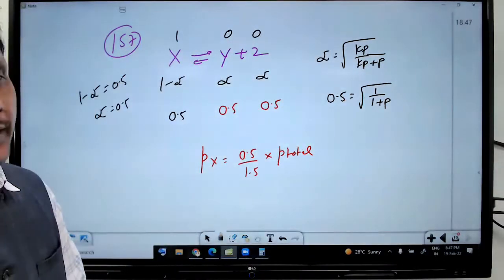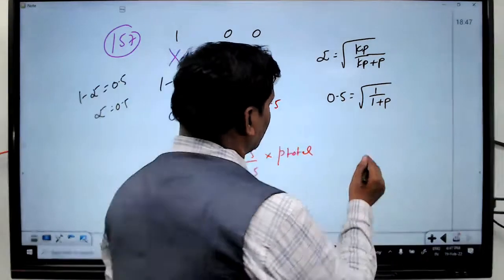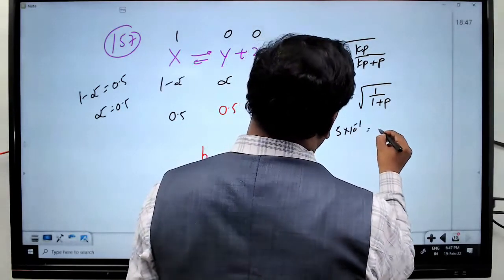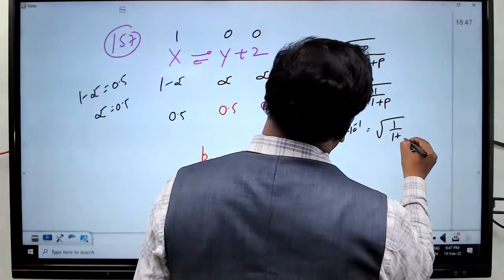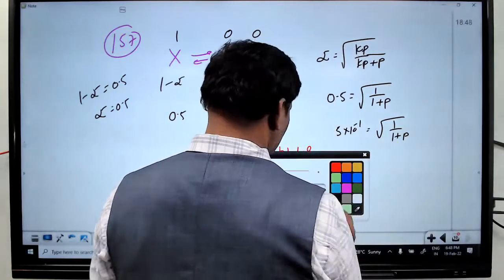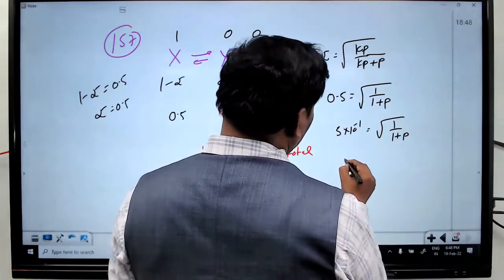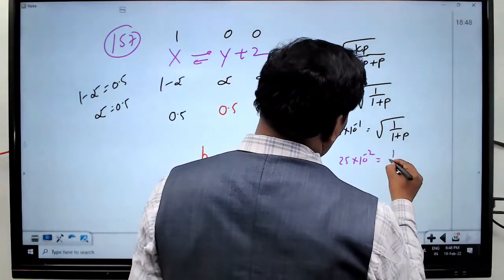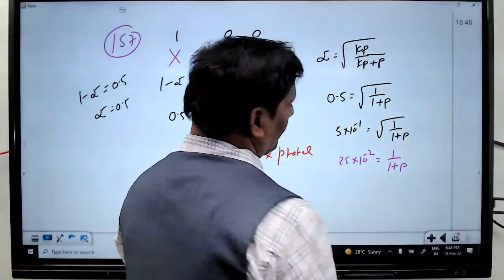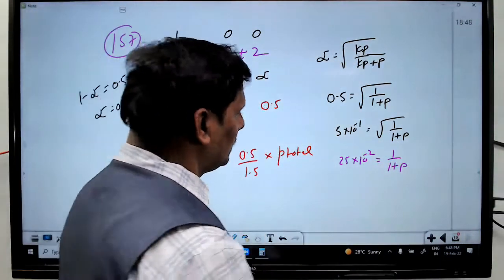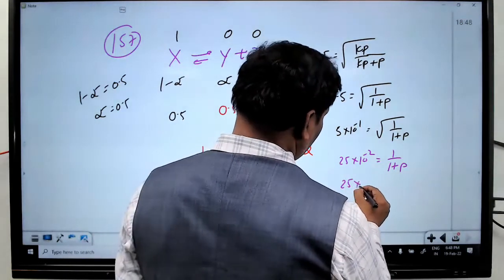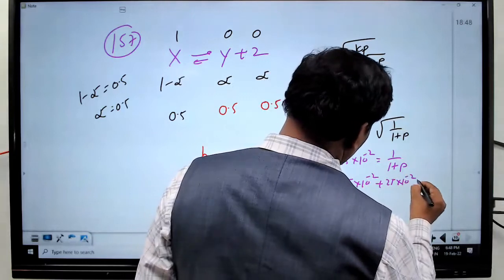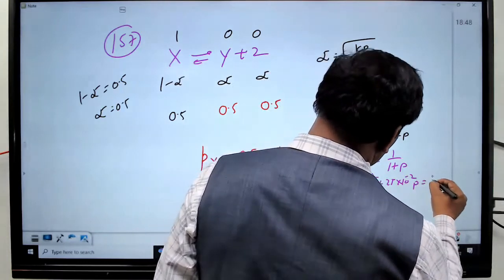Squaring on both sides. This is 5 into 10 power minus 1, which is equal to under root 1 by 1 plus P. Squaring on both sides, the square gives 25 into 10 power minus 2 equal to 1 by 1 plus P. This is lengthy: 25 into 10 power minus 2 plus 25 into 10 power minus 2 P, which is equal to 1.